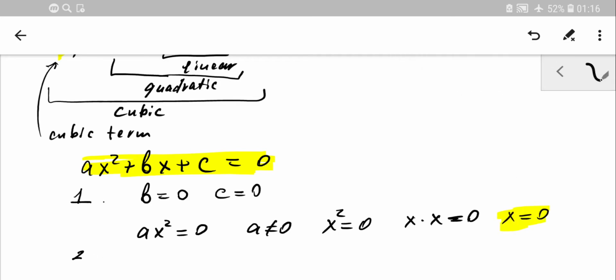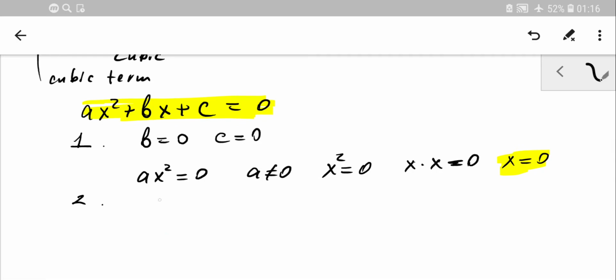All right, case number 2. What if we have c not equal to 0?